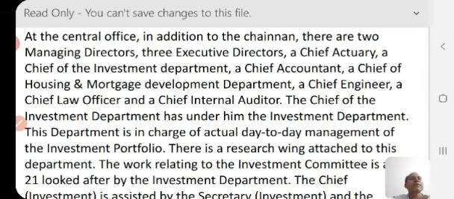One is the chairman. In addition to the chairman, these are all the personnel who have to be appointed. They are managing directors, executive council members, chief actuary, chief of investment department, chief of accounts, chief of housing, chief engineer, chief of law, chief of internal audit, etc.